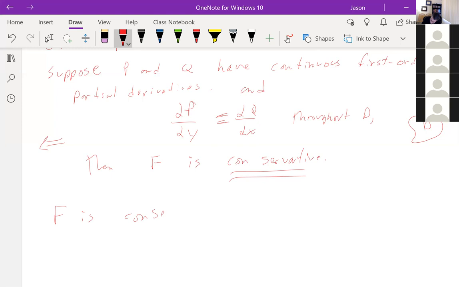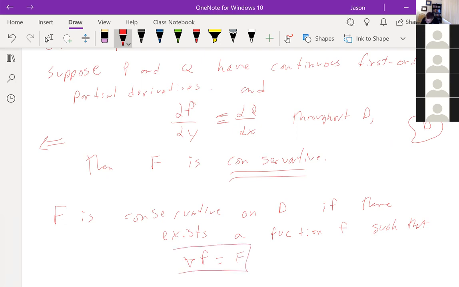F is conservative on D if there exists a function f such that the gradient of f is equal to big F. So if we can get little f, then it's conservative. That's kind of the crux here.